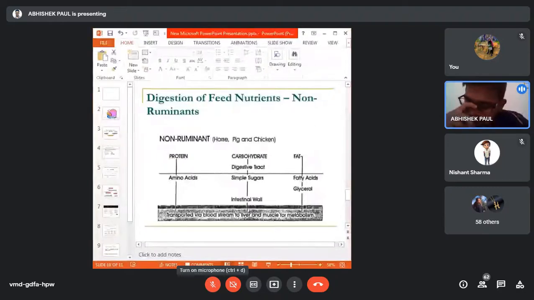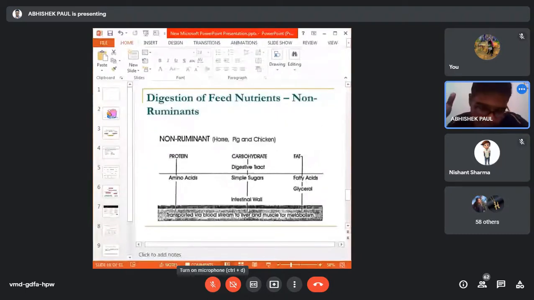Then what are the different factors affecting the production of colostrum? The importance of the dry period. All these things, please try to remember. Then the timing, when to feed, and how much amount to feed. This thing you please go through.